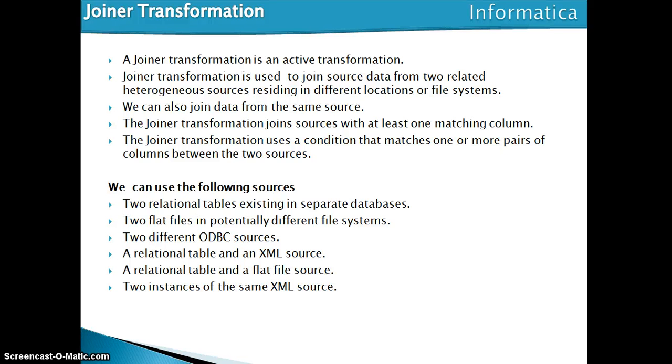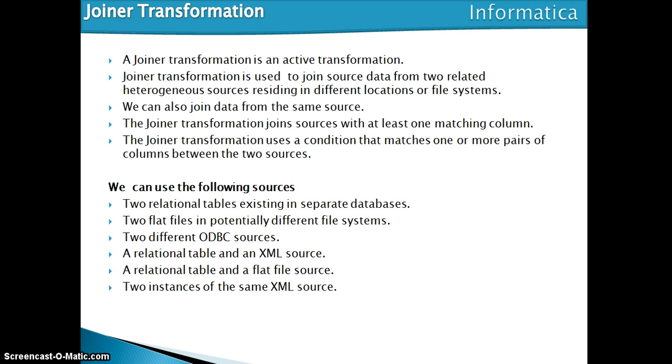Hi all, in this video we are going to discuss Informatica joiner transformation. So in Informatica the joiner transformation is an active transformation and we use this joiner transformation to join two data sources. These two data sources can be from different source systems or different locations or different file systems, and we can also join the data from the same source.